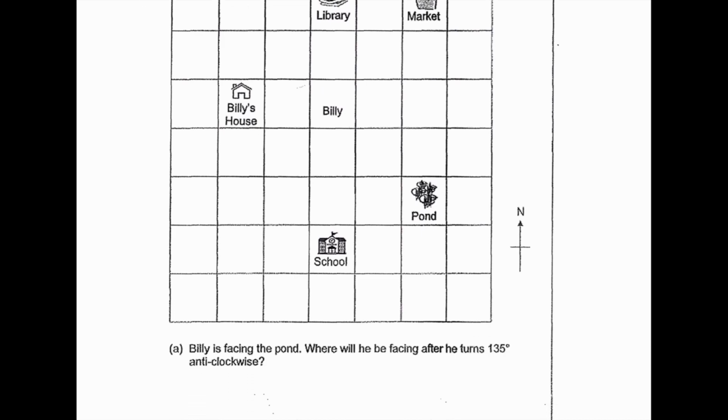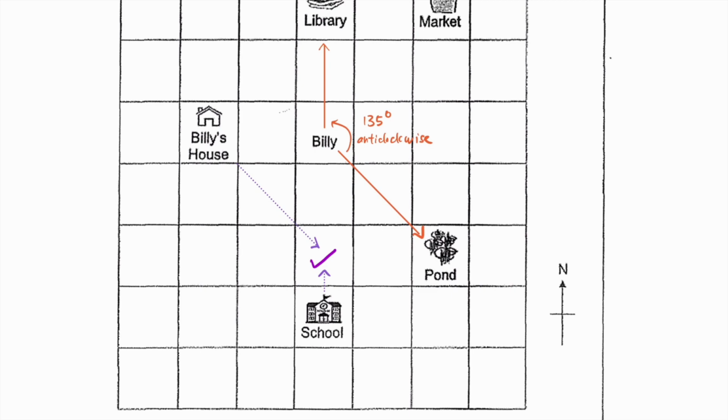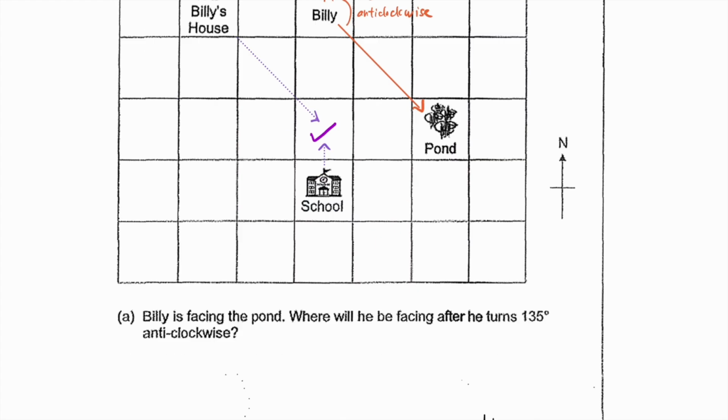Alright, so Billy is facing the pond. Billy is here. He's facing the pond. Where will he be facing after he turns 135 degrees anti-clockwise? 135 is made out of 45 and 90, right? So anti-clockwise, go up here 45 degrees, and then go 90 degrees. That's basically the library, anti-clockwise.